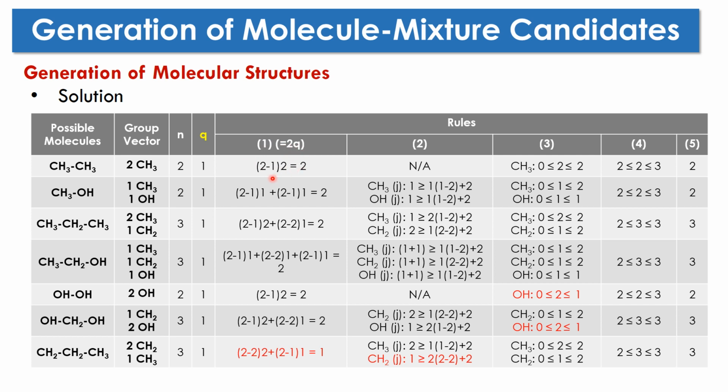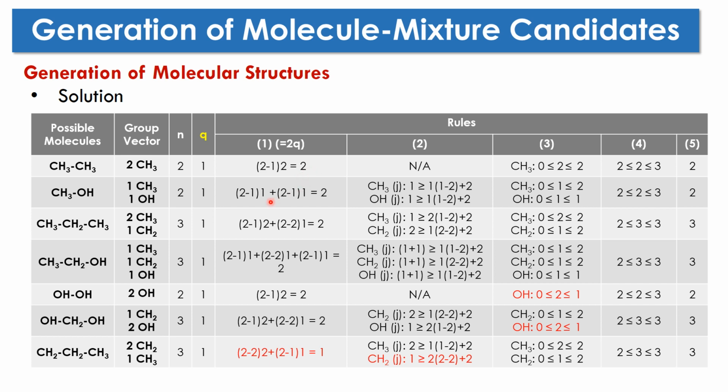So of course, you can use the information that we have defined previously. For CH3, uj is 1, so 2 minus 1. So nj is 2, so multiply with 2. 2 minus 1 is 1. 1 multiplied with 2 is 2. 2 is equal to 2. Then it satisfies the first rule.